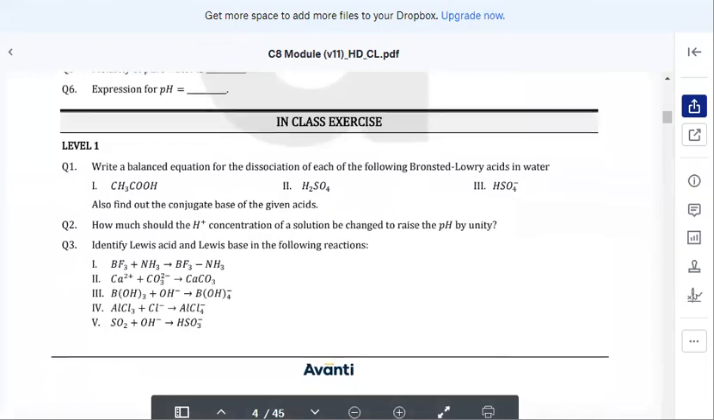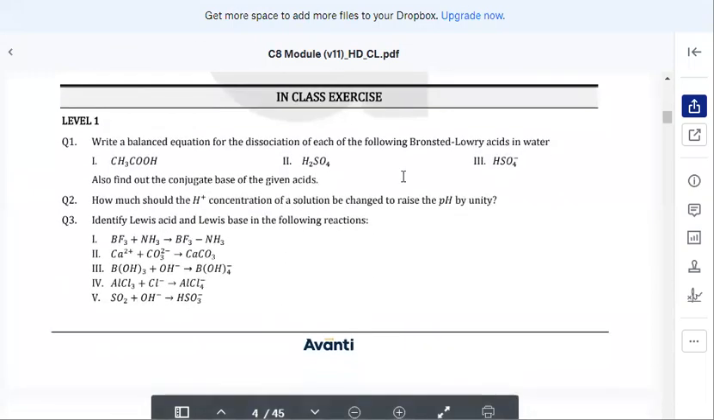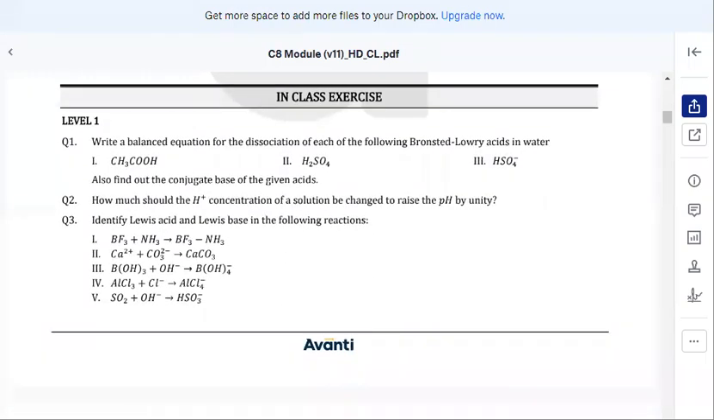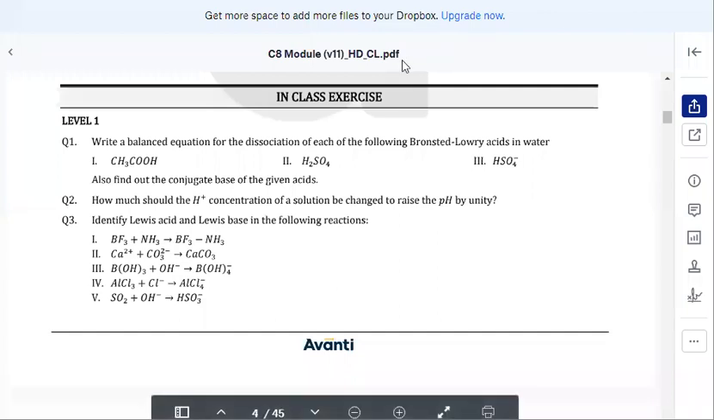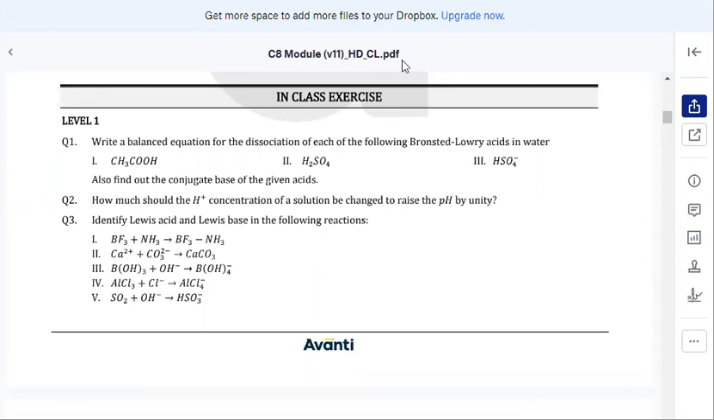Now in the class exercise, question number 1, 2, 3. Yes, very good. Let's see question number 1. We will discuss each and every question, then we'll try to solve some additional problems also.